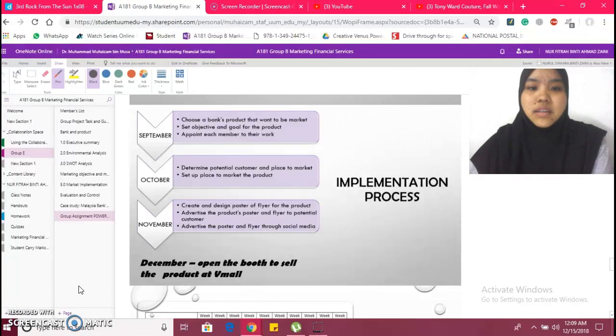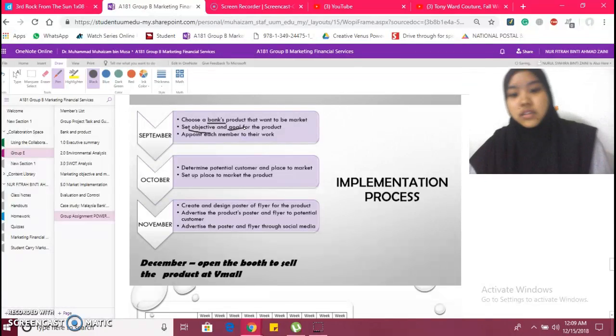In the marketing implementation process, we show the flow of activities that happen each month in the master plan. So in September, the first step is we choose a bank product that we want to market. The product that we choose is from the CIMB First product, one of which is insurance, which is Sunly. And then we set objectives and goals for the product, which is to make the product successful and to make sure every student is aware of this product and its advantages.